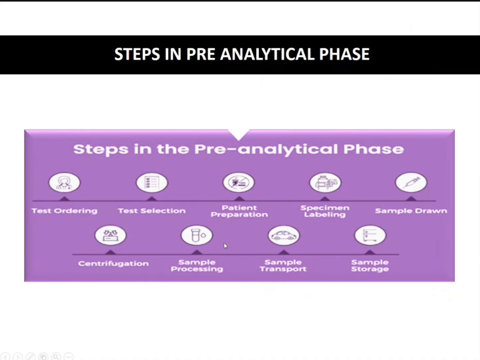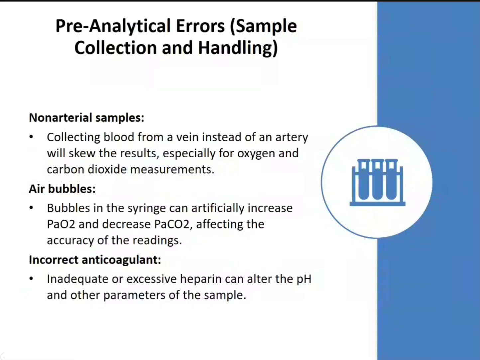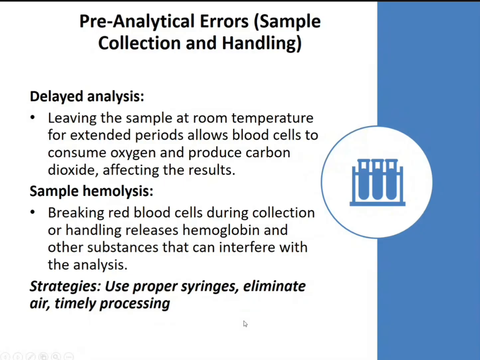So these are basically a workflow where there's test ordering, selection, patient preparation, and all these things are there in the pre-analytical phase. There are errors which can get in mainly because of bubbles, which can artificially increase your oxygen saturation and decrease CO2 concentrations. If the anticoagulant is too much or too less, again, it may affect your pH and other parameters in the sample. Delayed analysis, again, exposure to atmospheric air can alter the accuracy of the ABG.